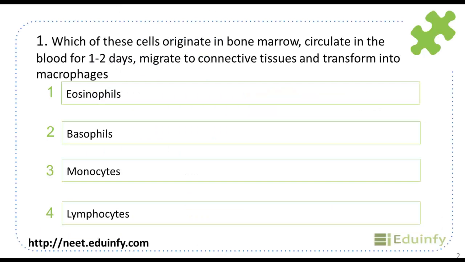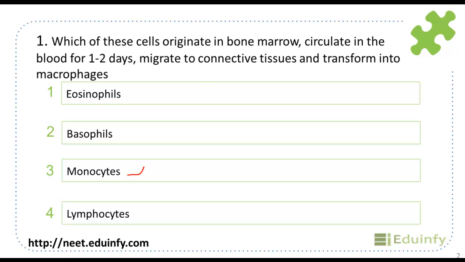Moving on to first question. Which of these cells originate in bone marrow, circulate in blood for 1 to 2 days, migrate to connective tissues and transform into macrophages? Eosinophils, basophils, monocytes, lymphocytes. So here the answer is monocytes.